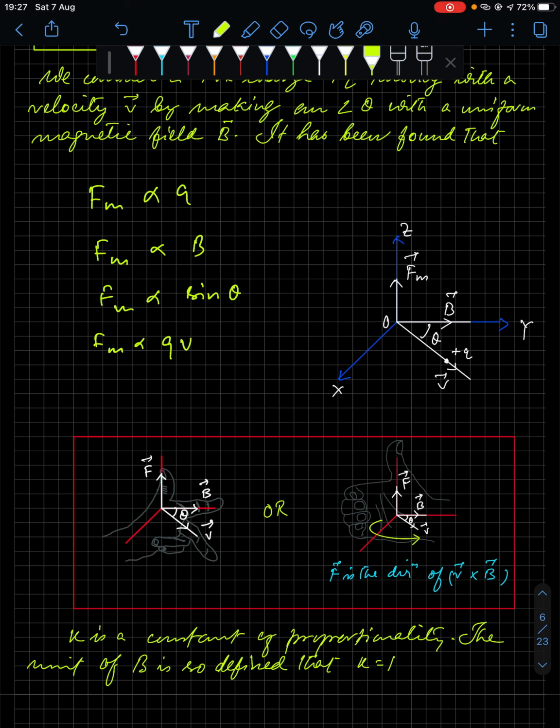Now if you combine these three, what you get is Fm proportional to qv. Did I miss something here? This should be v sine theta. Yes, Fm is proportional to qvB sine theta.